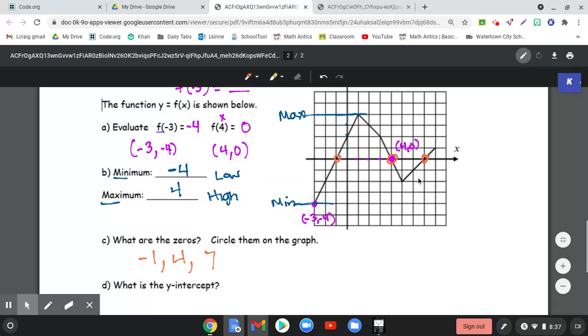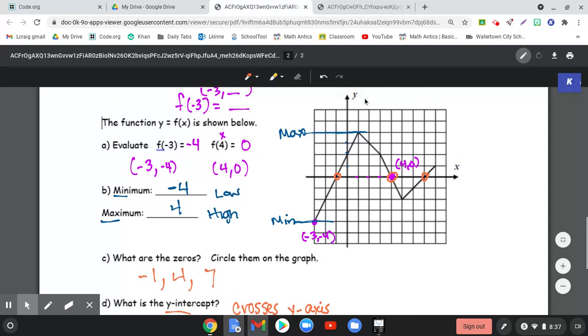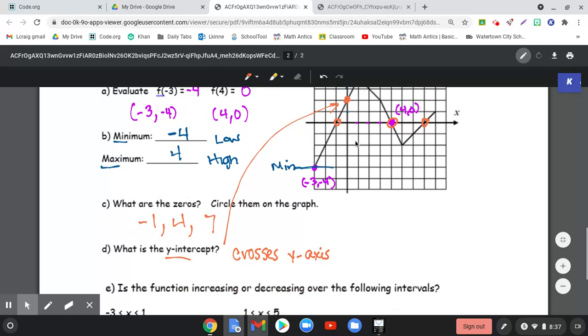Okay? What's the y-intercept? That's where it crosses the y-axis. Well, let's find the y-axis. Where's our graph hitting the y-axis? Oh, right there. I'm just going to draw a little arrow up, and that's a value of 2.